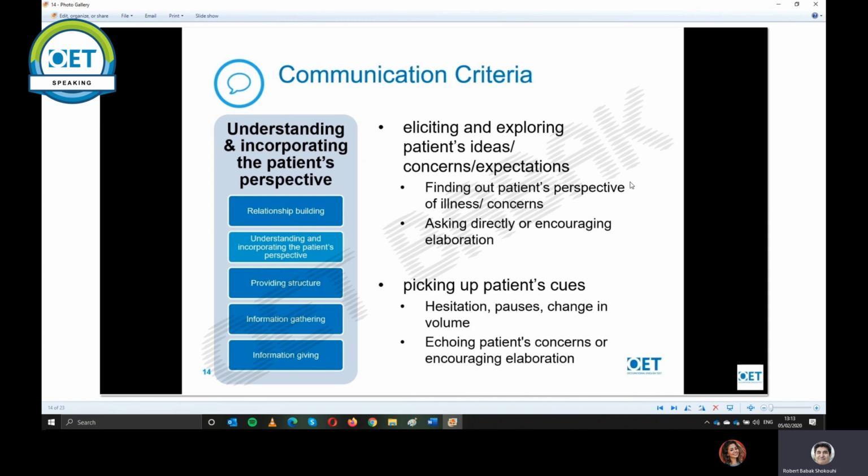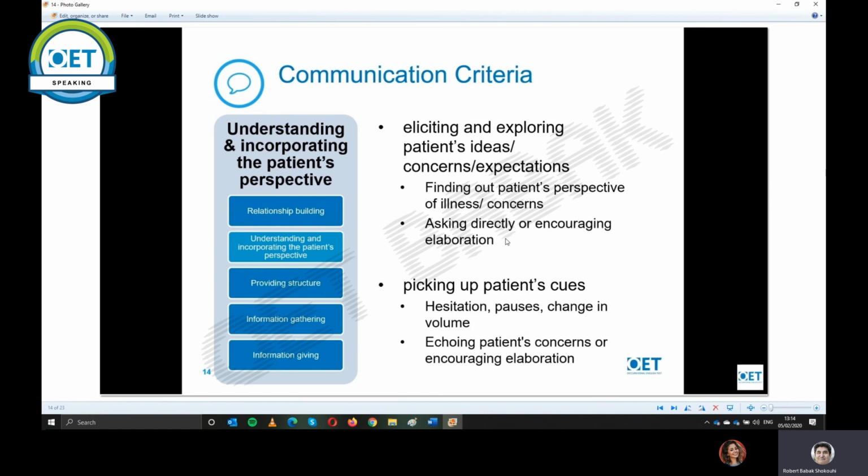So it means we need to find out the patient's perspective of illness or concerns. What does the patient think about the illness, or what are they worried about? Sometimes ask directly or encourage them for elaboration. Elaboration means explaining more.